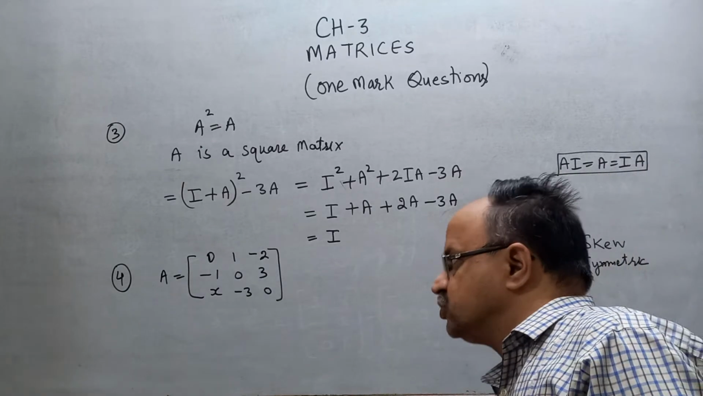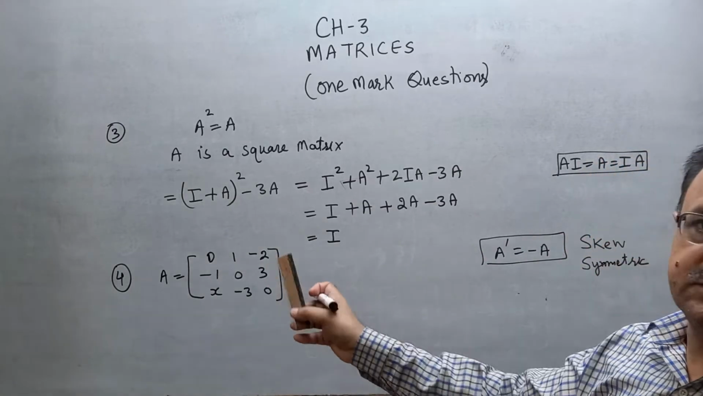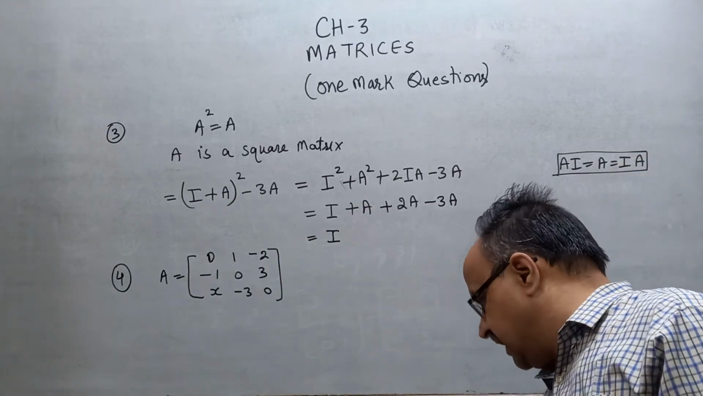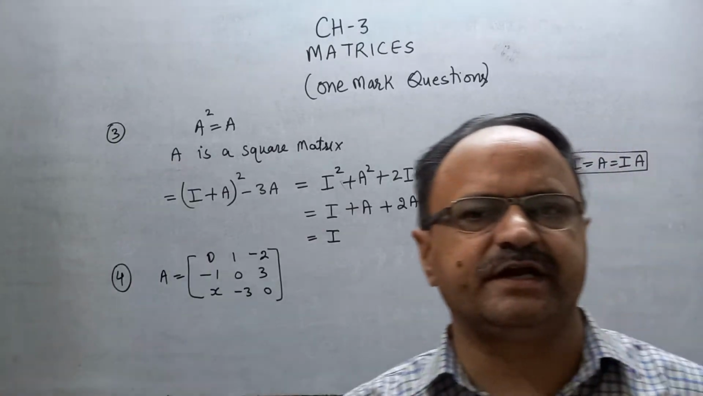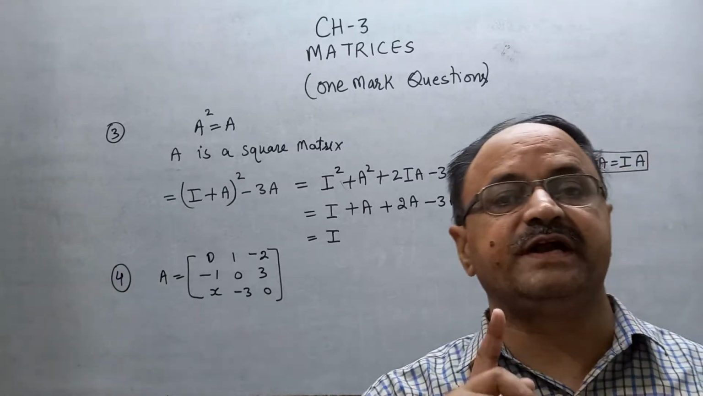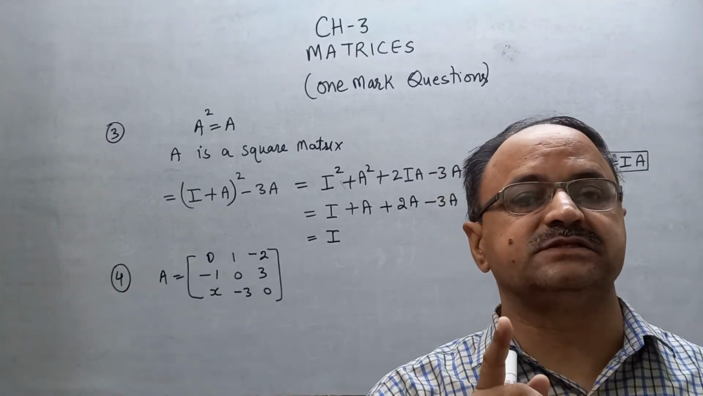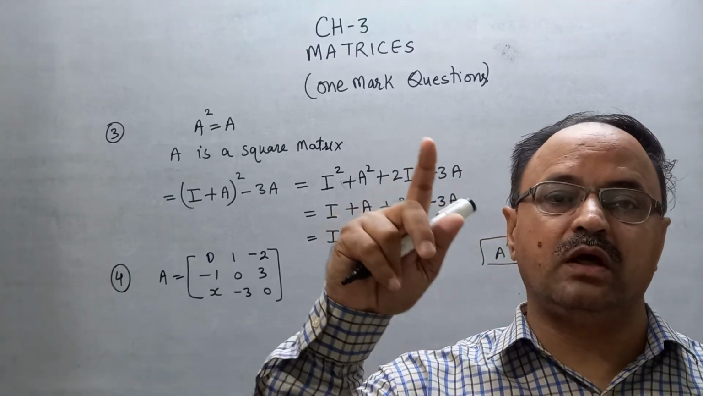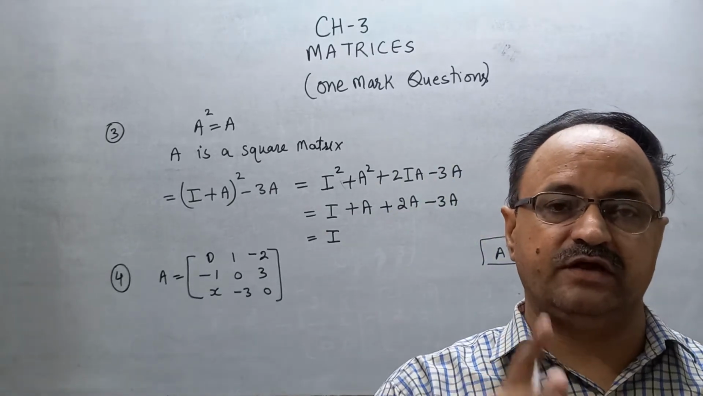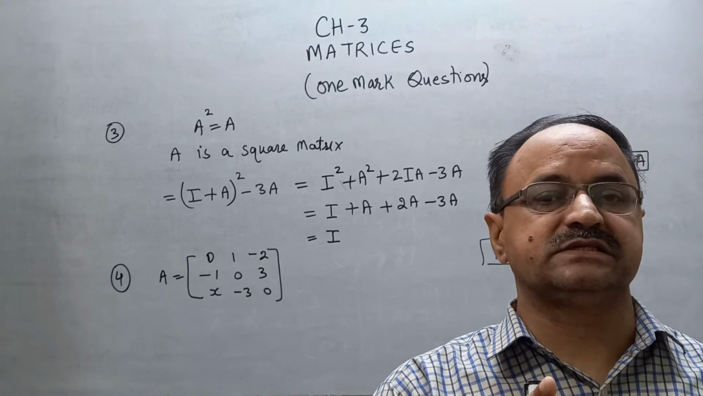This is the condition of skew symmetric. Clear? A transpose is equal to minus A. And a symmetric matrix, you know, A transpose is equal to A, that is called a symmetric matrix. And in a skew symmetric matrix, all the main diagonal elements are 0. Clear? This is the condition. And you know very well that the determinant of an odd order skew symmetric matrix is always 0.